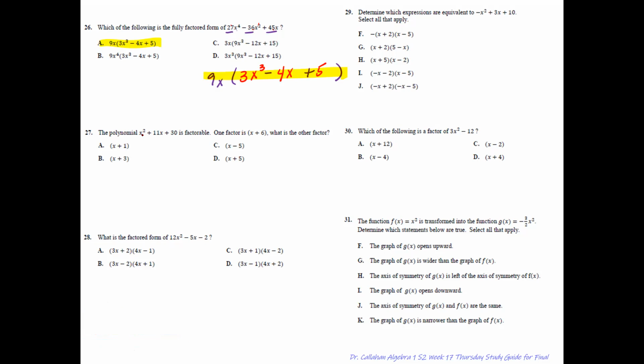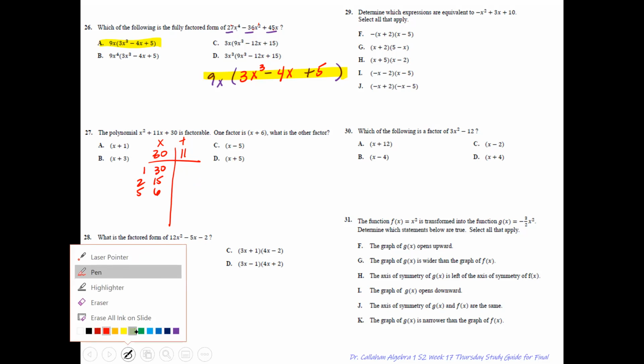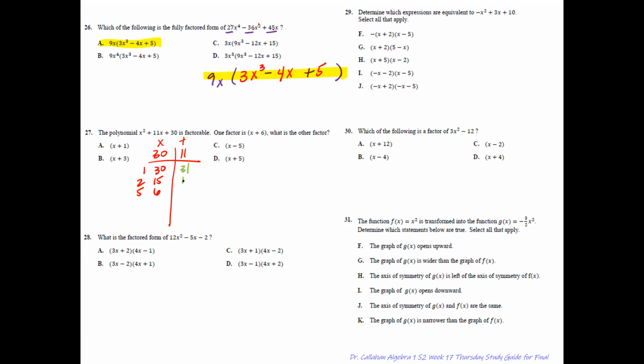All right, let's take a look at question number 27. So this is factorable. So you're asking yourself, okay, what times what gives me 30? But then when I add it together, it gives me 11. So if you look at this, okay, I could do 1 and 30, 2 and 15, 5 and 6. Which one adds up to 11? This one adds up to 31, 17, 11. So my answer is x plus 5, x plus 6.